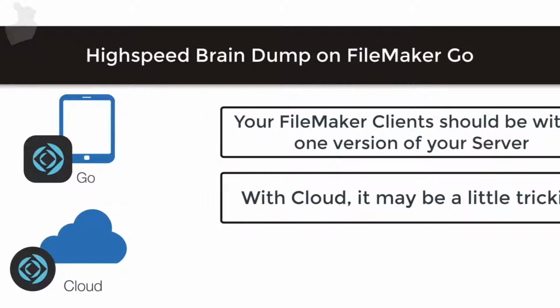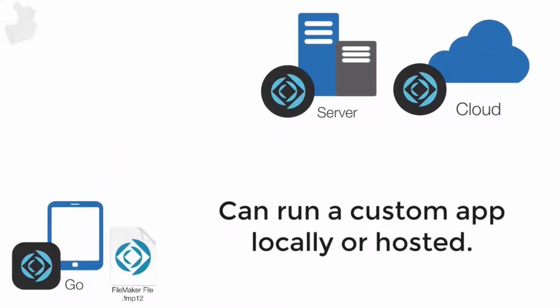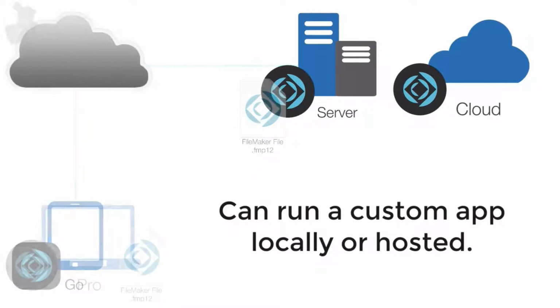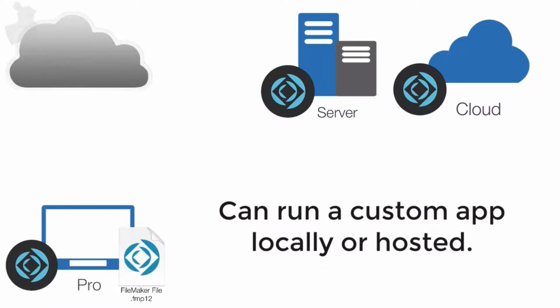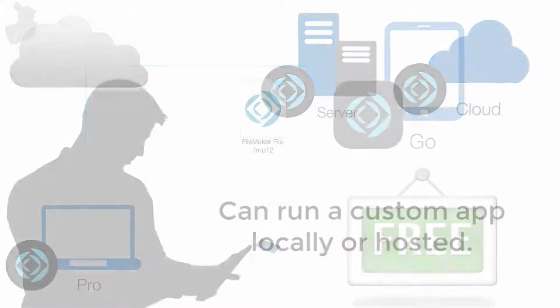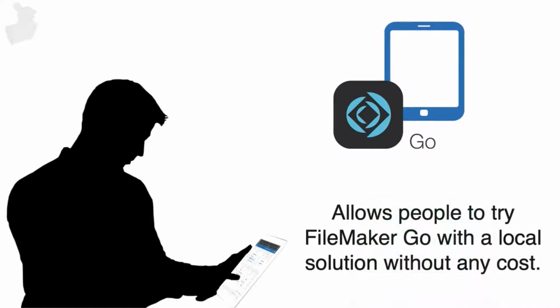Now, the cool thing about FileMaker Go is that you can run both a local custom application or access an application that's being hosted up on FileMaker Server or FileMaker Cloud. Now, this is exactly the same as it is for FileMaker Pro. FileMaker Pro can run a local application or it can access a hosted application. Now, because FileMaker Go is free, you can run a local custom app on it, and it's a great place for customers to try out the FileMaker platform without any cost or obligation.